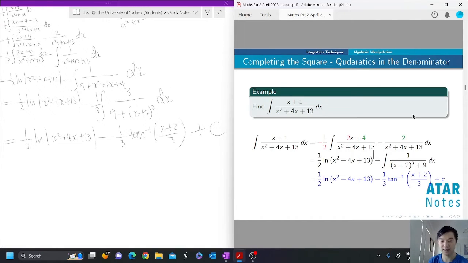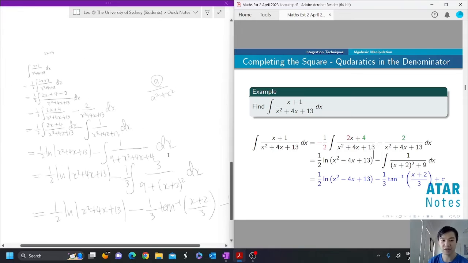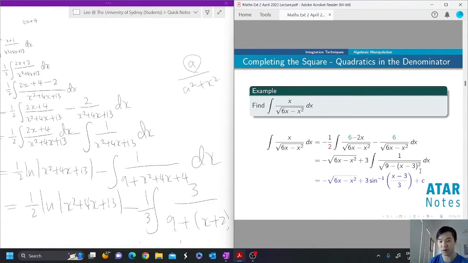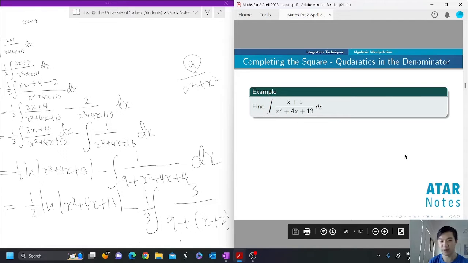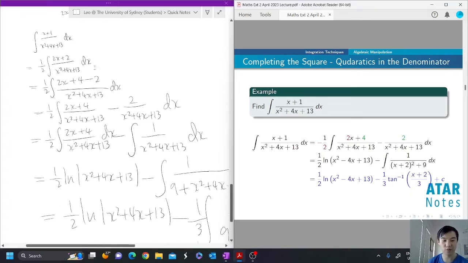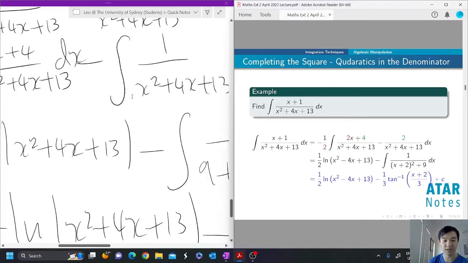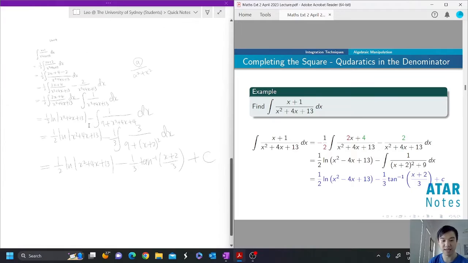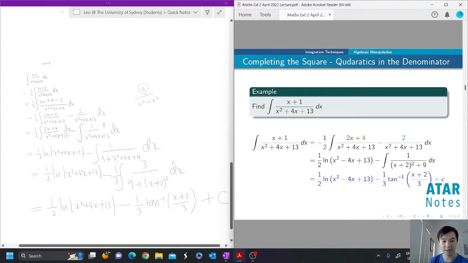So you can see the same principles, just slightly different, because instead of a square root where we got inverse sine, we didn't have a square root, so we got inverse tan instead. But just be careful with your algebraic manipulation and also manipulating it so that you get the standard form where you can apply a standard integral. Okay.